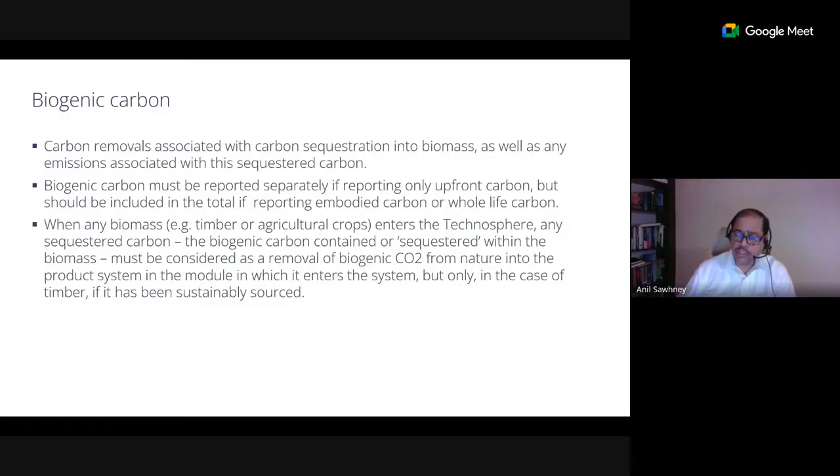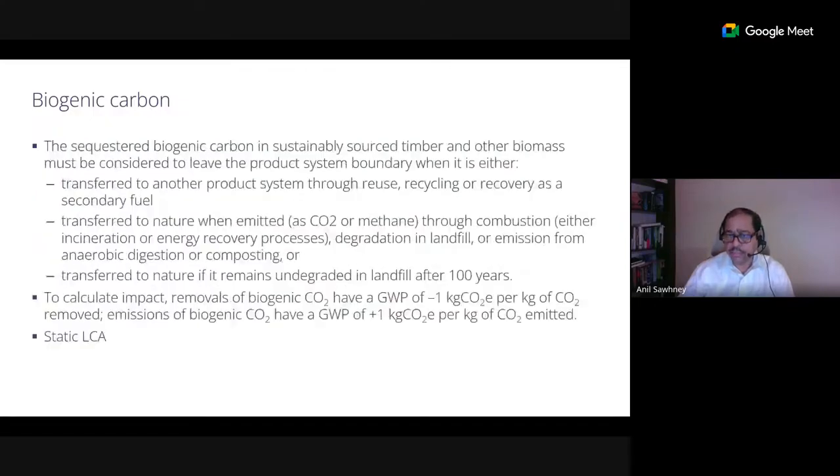But in most instances, it comes into the system boundary during construction, and then you will account for biogenic carbon as upfront biogenic carbon in modules A1, A2, A3, A4, A5. And then when it leaves, you will calculate it in module C or module D. So the sequestered biogenic carbon, if it comes from timber, should be sustainably sourced.